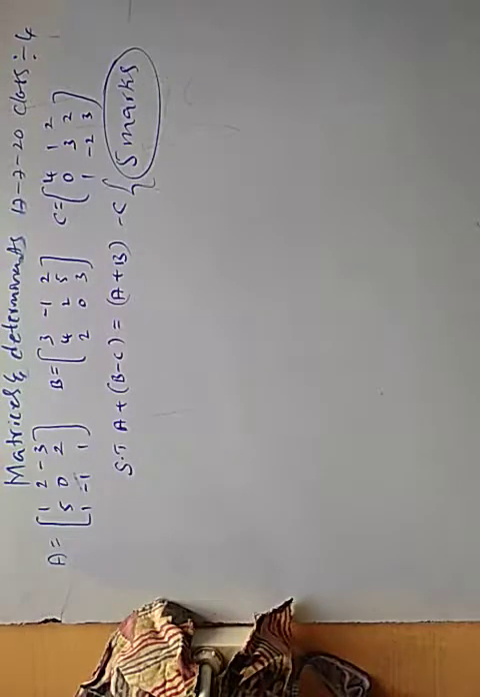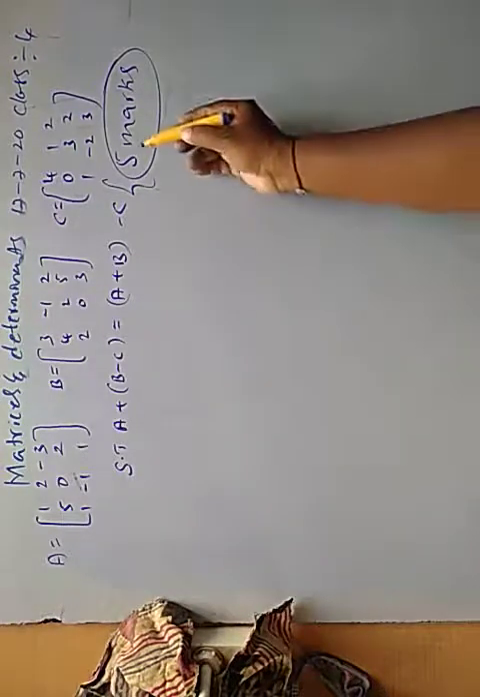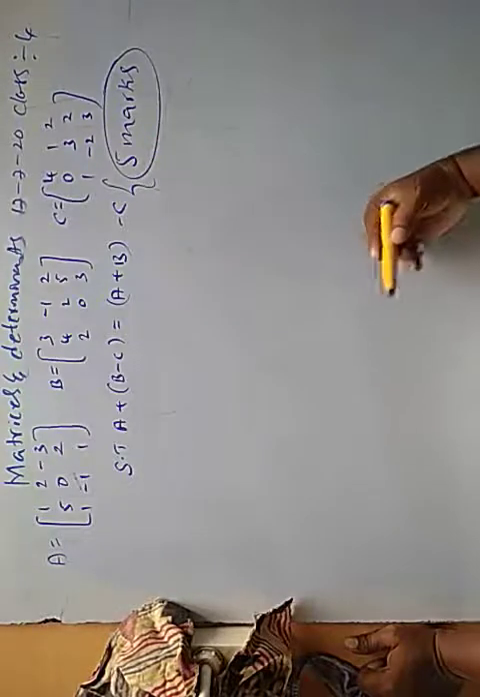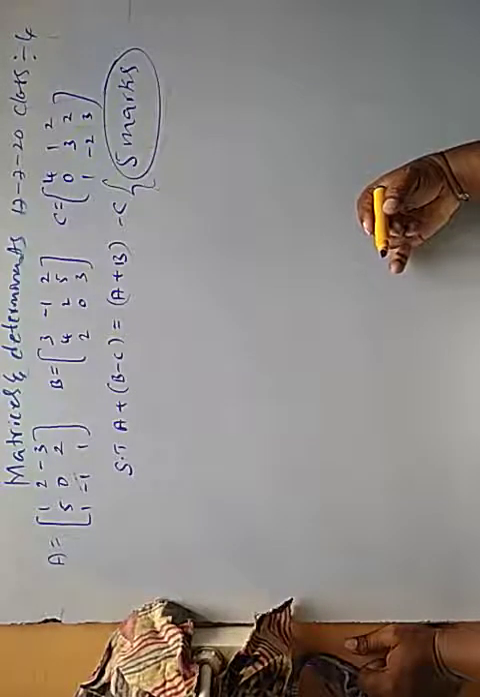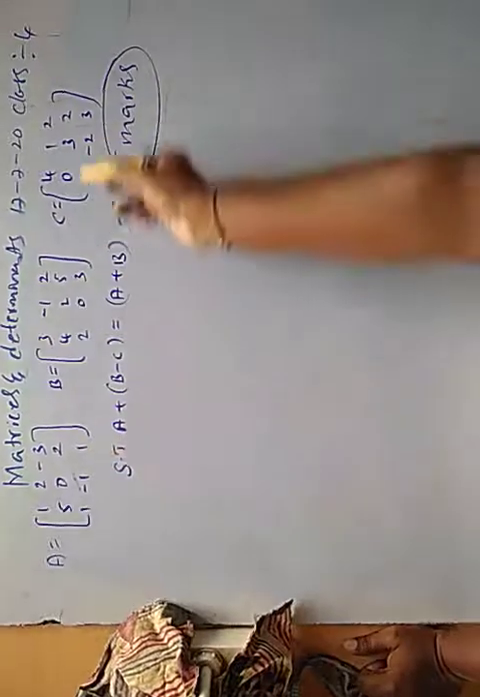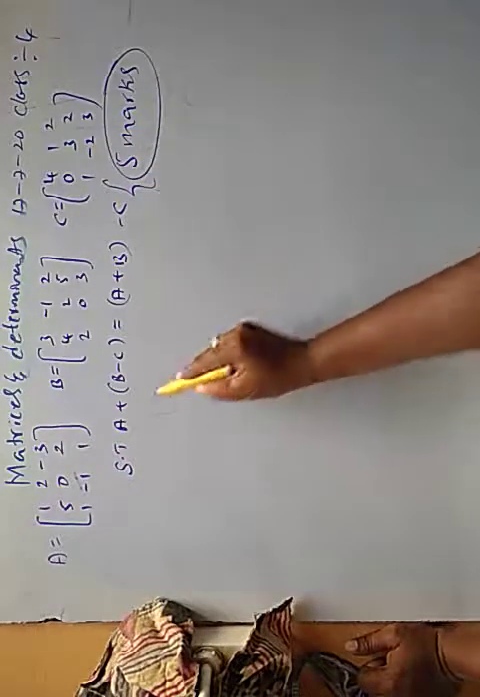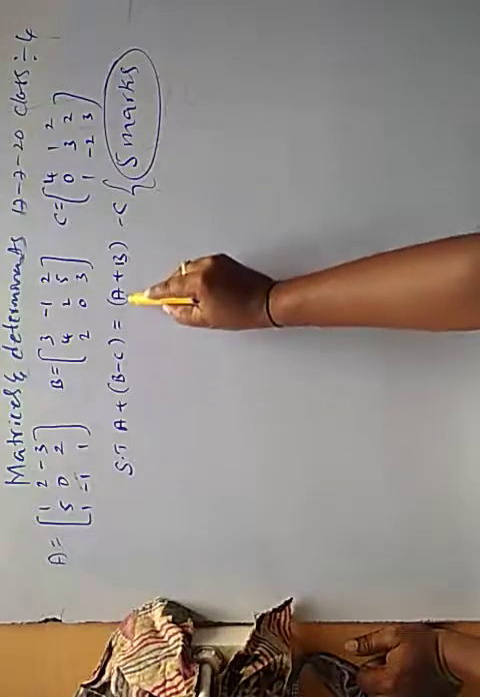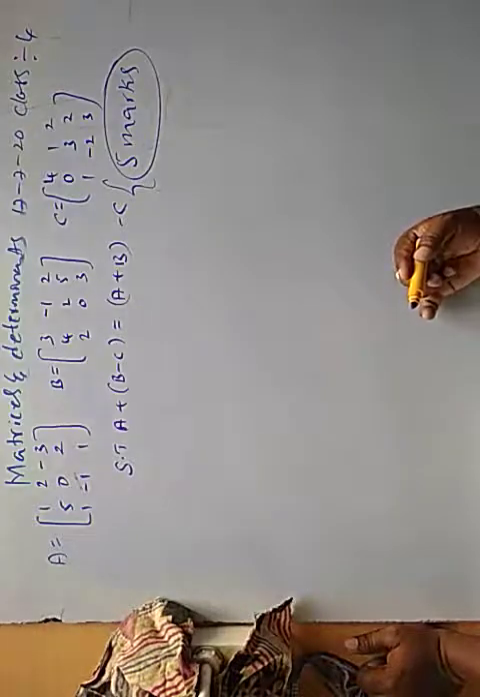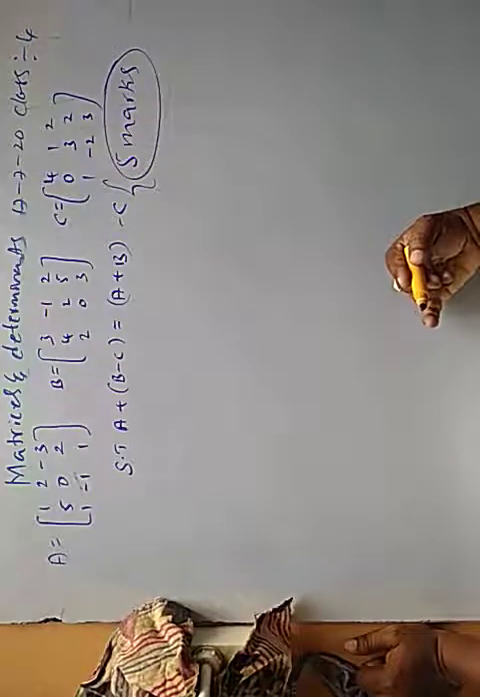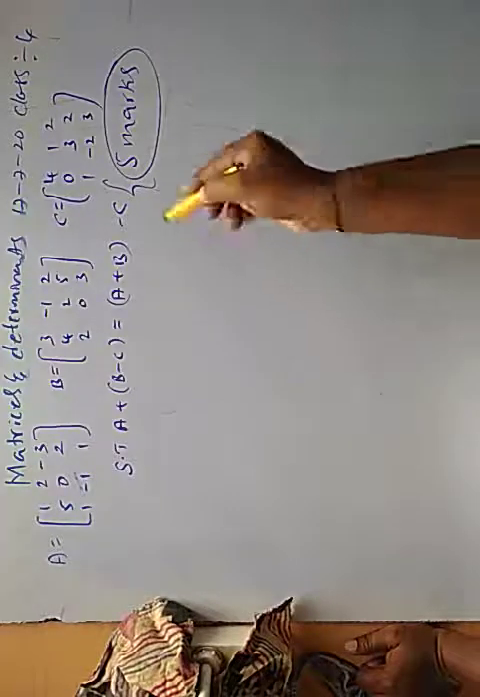Yes, there is a problem. We enter into the account of 5 marks problems. They are given 3 matrices of same order 3 cross 3. We have to show that A plus (B minus C) is equal to (A plus B) minus C. 5 marks question. Listen carefully. Below average students, to get your pass marks, note such problems.